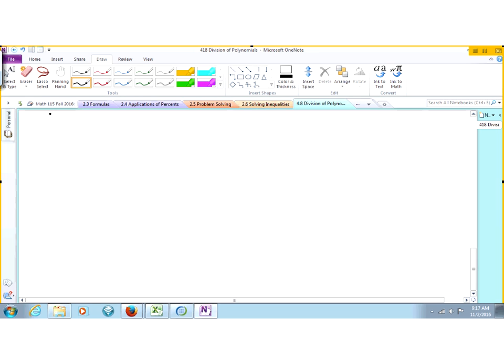So let's continue 4.8. This is from the sample test, number 17, 18, and 19. Those are from 4.8. So what was this? Let me look at my sample test now. So 7r cubed minus 44r squared minus 26r minus 63 divided by r minus 7.